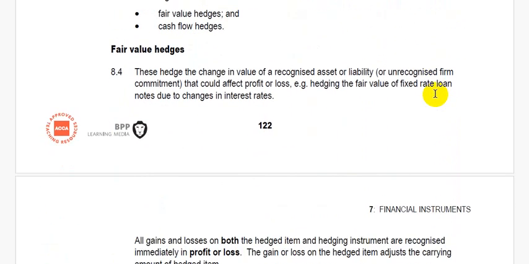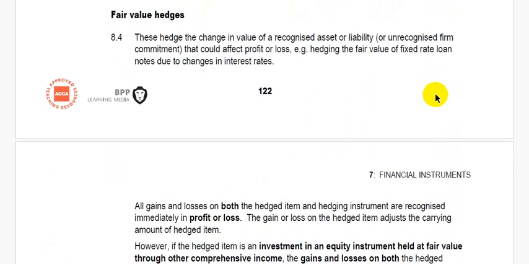So how do we account for a fair value hedge? Fair value hedges hedge the change in value of a recognized asset or liability or unrecognized firm commitment that could affect profit or loss, e.g., hedging the fair value of fixed rate loan notes due to changes in interest rates.